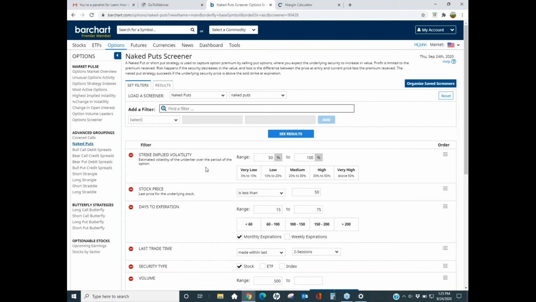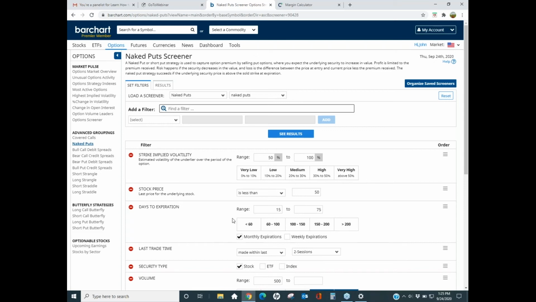If that was something I was willing to do. The next is our expiration dates. Again, I want to look for expirations that are shorter, right? Time to expiration, 60 days or less. But again, I'm going to give myself a little bit of flexibility, so I've narrowed that field to between 15 and 75 days.